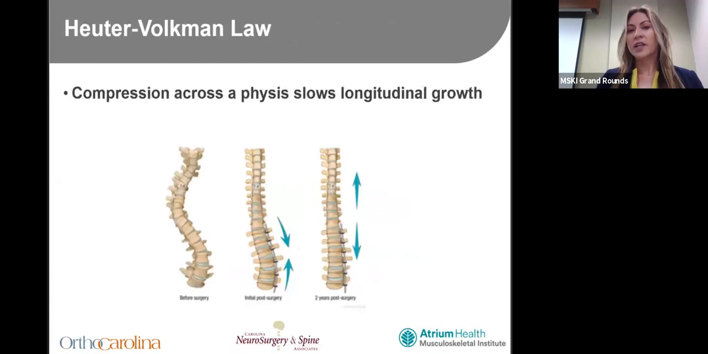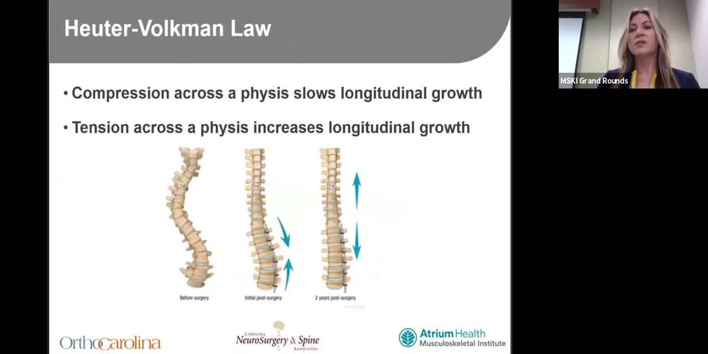So how does that work? Hueter-Volkmann law: compression on the physis will slow growth, whereas tension on the contralateral side will increase growth. And this is the same principle that we see when we are doing hemiepiphysiodesis on extremities. So this is a well-known phenomenon that we already implement throughout our practice.